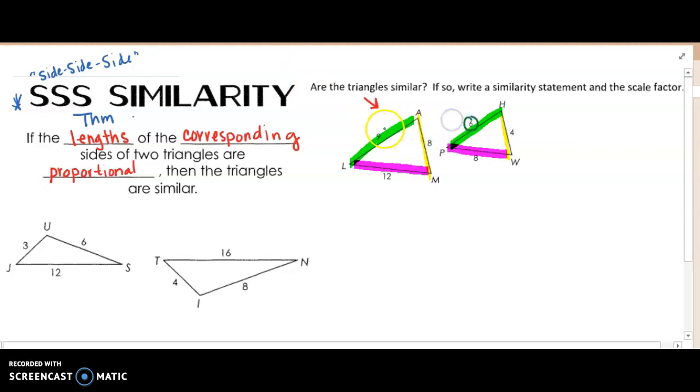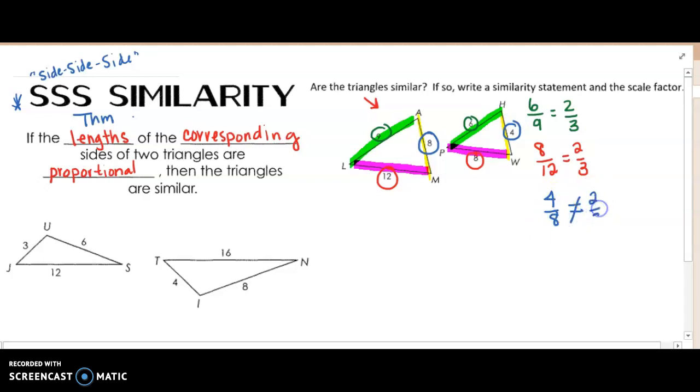So I'm just going to say, well, 6/9. That reduces to 2/3. And then 8/12. That reduces also to 2/3. And here's my last ones. I can say 4/8. That does not reduce to 2/3, and therefore these are not similar triangles.